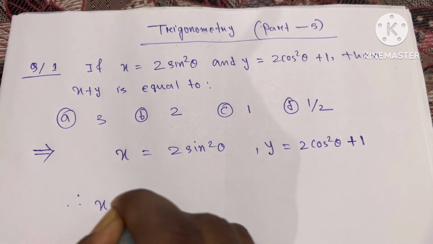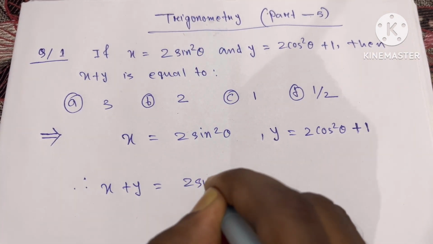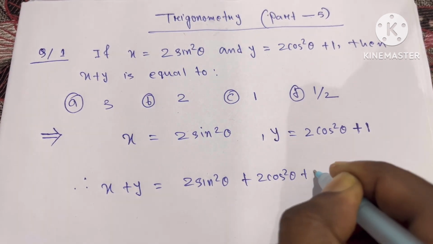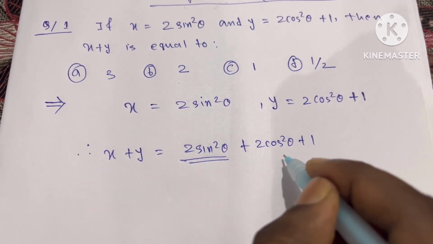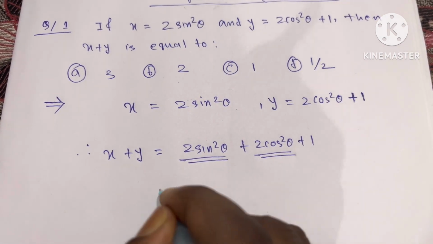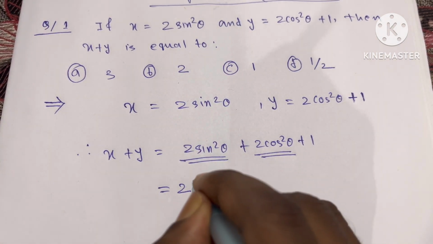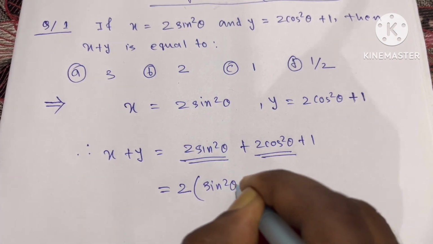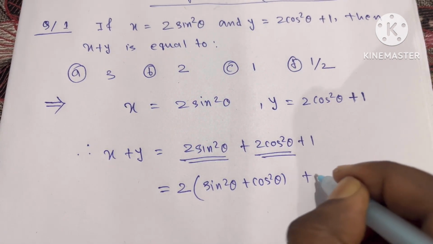So if you add x with y, what answer will we get? You will get 2 sin square theta plus 2 cos square theta plus 1. You see, this is 2 sin square theta and this is 2 cos square theta, so we can take 2 common. If we take 2 common, then inside the bracket we will write sin square theta plus cos square theta, and then plus 1.